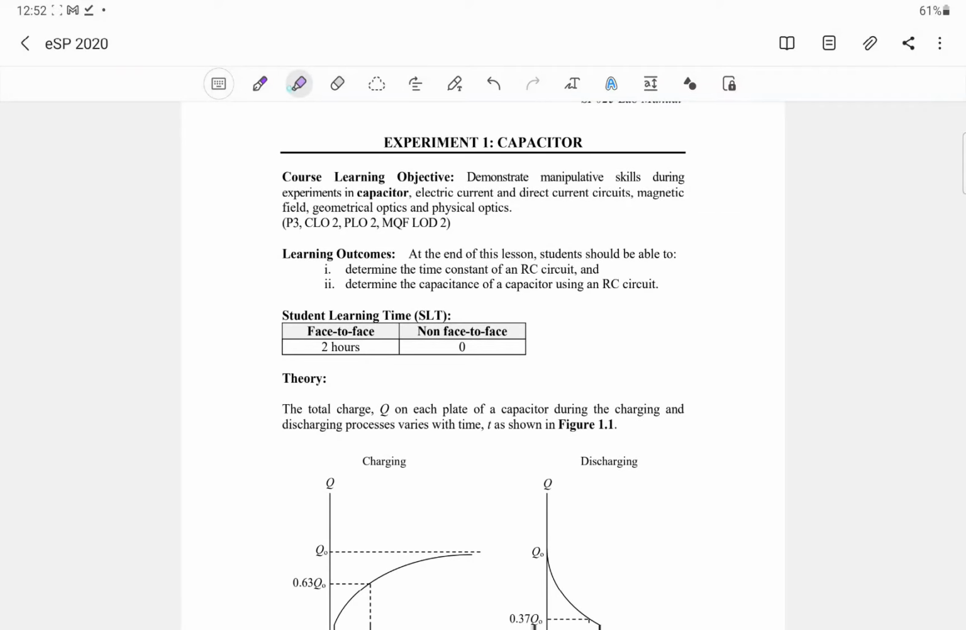So today we do experiment number 1, which is capacitor. For the learning outcome, you will be able to determine the time constant of an RC circuit and determine the capacitance of a capacitor using an RC circuit.